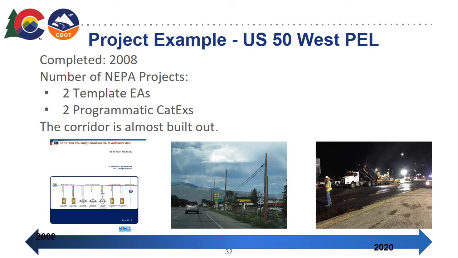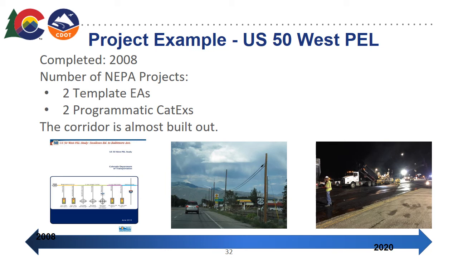The PEL was able to bring the local community, city leaders, CDOT, and FHWA together to develop a vision for the corridor that helped understand what some of those issues were and the resources that were in the corridor. As of today, the PEL has spun off 2 environmental assessments for capacity projects that took only 4 months to complete. It also spurred 2 programmatic CATEX projects for improvements to the highway facility.